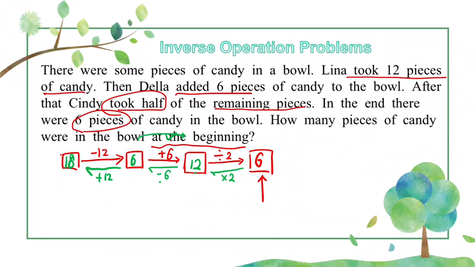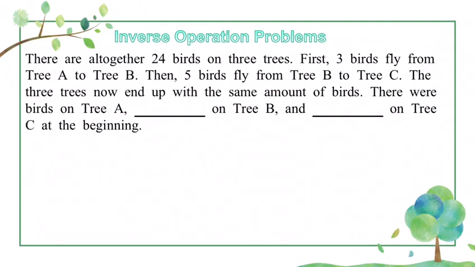You can double check your answer. 18 minus 12 is 6. 6 plus 6 is 12. 12 divided by 2 is 6. Okay, so correct. The answer will be 18. That's all. Okay, let's see the next question. The second question is a little more complicated than the previous question, right? But I think you can handle it.